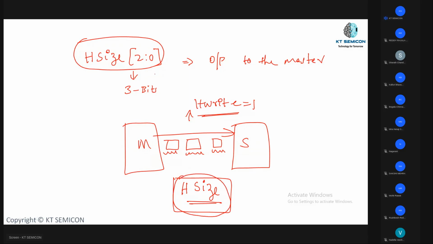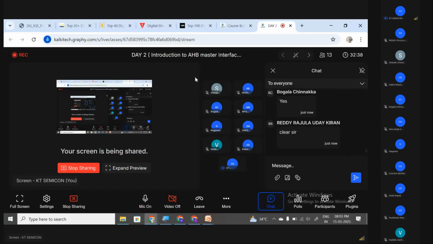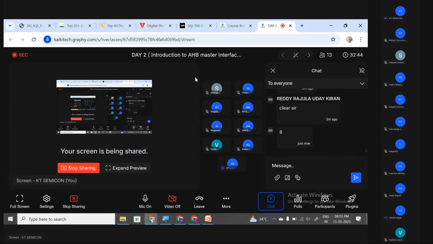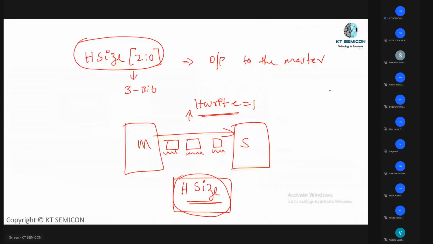So for 3 bits, how many combinations are possible? Eight combinations, from 000 to 111, we have different combinations. For example, if HSIZE is equal to 000, then it means the size of the packet is 8 bytes.